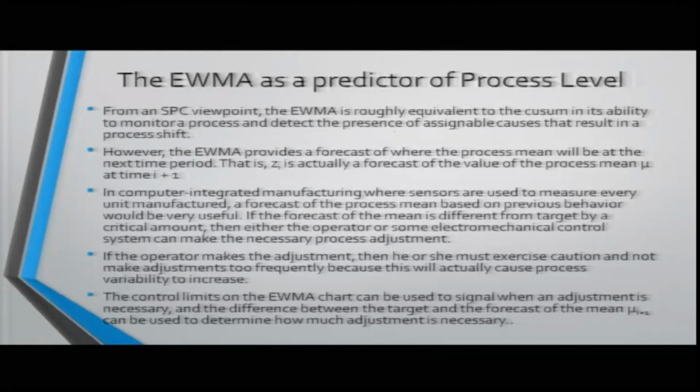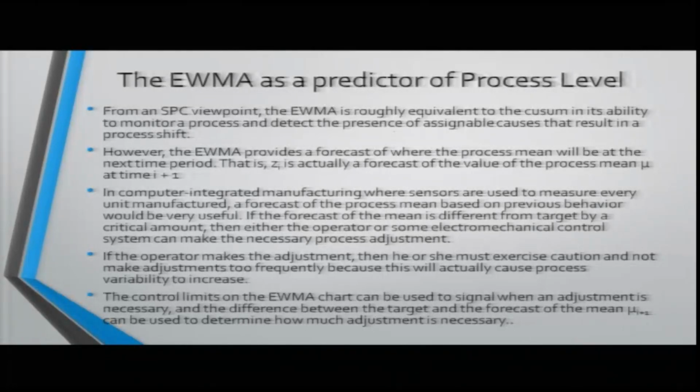In a computer integrated manufacturing system, where sensors are used to measure every unit manufactured, a forecast of the process mean based on previous behavior would be very useful. If the forecast of the mean is different from the target by a critical amount, then either the operator or some electromechanical control system can make the necessary process adjustment. If the operator makes the adjustment, then he or she must exercise caution and not make adjustments too frequently, because this will actually cause the process variability to increase and have a negative impact on the overall statistical process control method which you are trying to utilize.